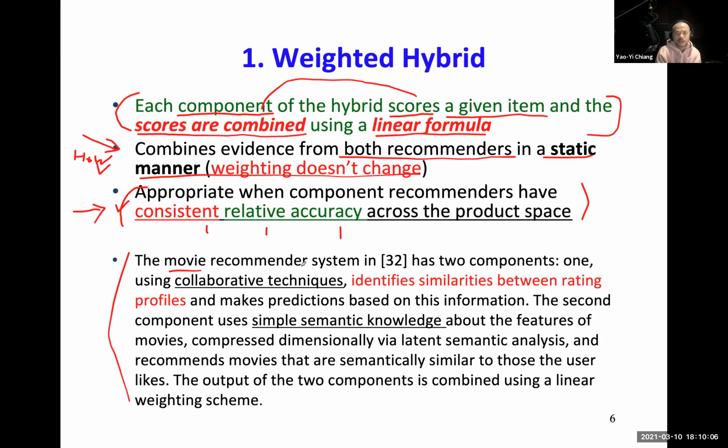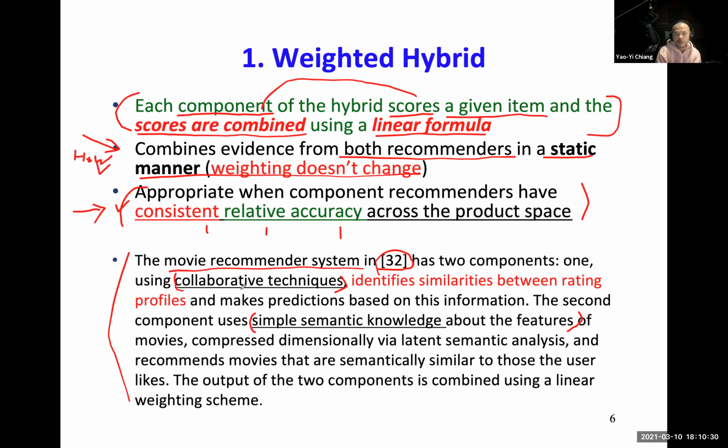So let's look at some examples. A movie recommendation system in one of the references in the paper has 2 components. The first one is collaborative filtering. The second one uses some simple semantic knowledge about the features. So this is more content-based, right? You have some semantic knowledge about your item's features.